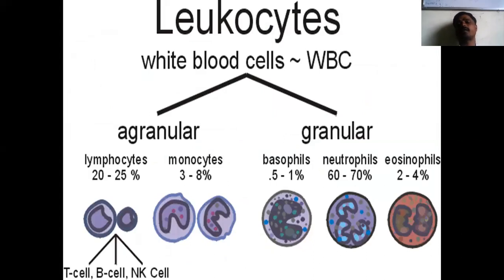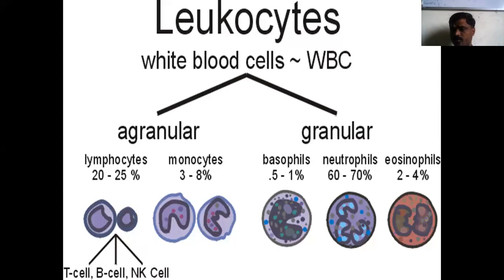You can see here that basophils are about 0.5 to 1% of the total cell number, neutrophils are about 60 to 70%, and eosinophils are about 2 to 4%. These are fewer in number in our body, but they are very useful to us. Among the agranulocytes, lymphocytes are about 20 to 25% and monocytes 3 to 8%. This is the normal condition of the blood constituents.